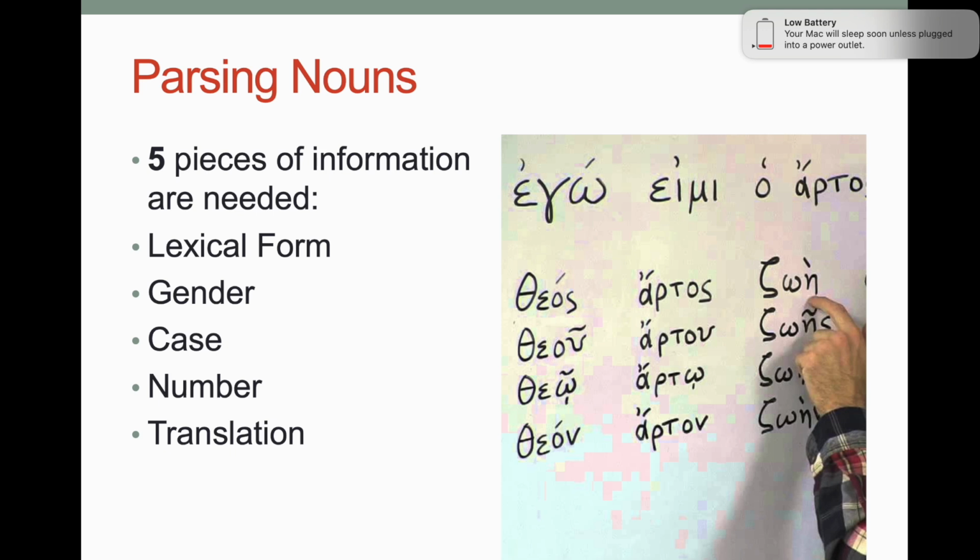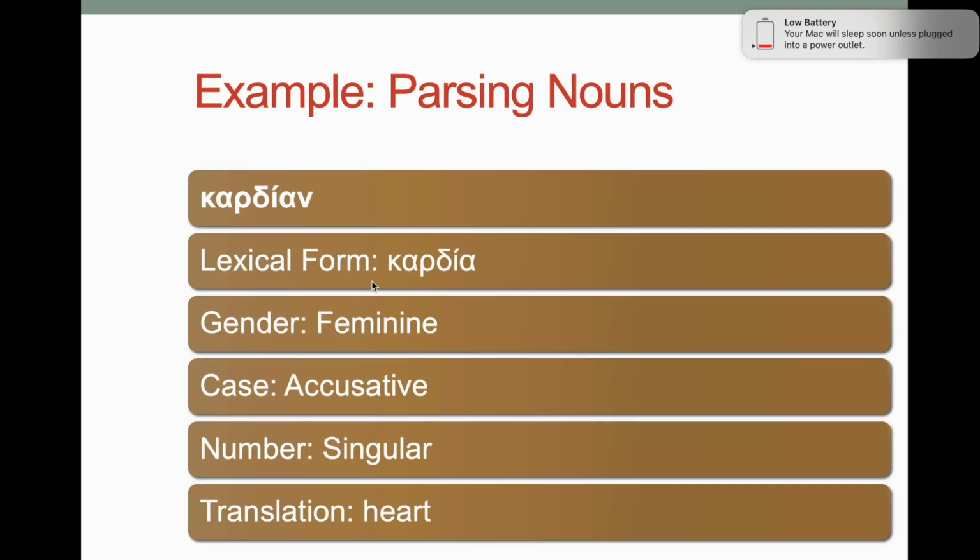We want to talk about its case. Is it nominative, genitive, dative, or accusative? We want to talk about its number. Is it singular or plural? And finally, we want to provide a little bit of a translation of that word. How is that inflected word translated within the Greek text? Okay? So let me show you a few examples.